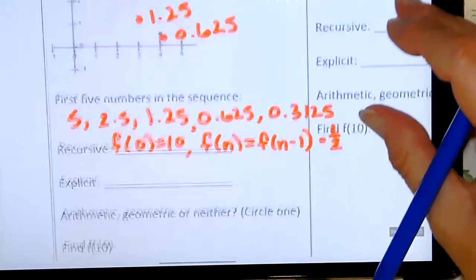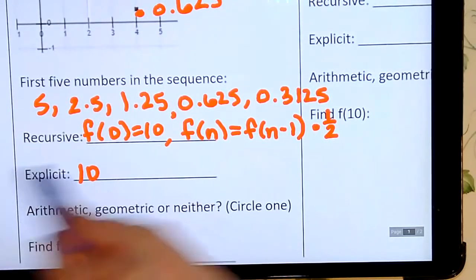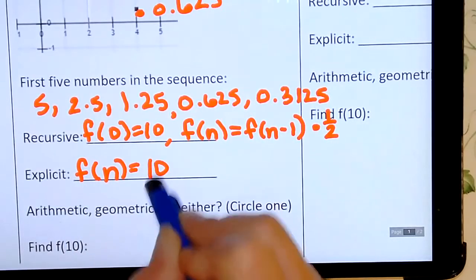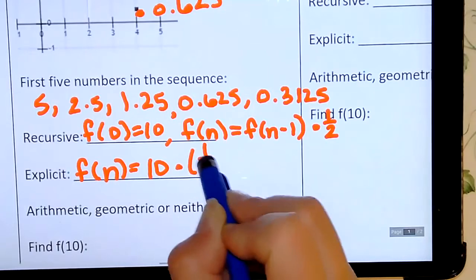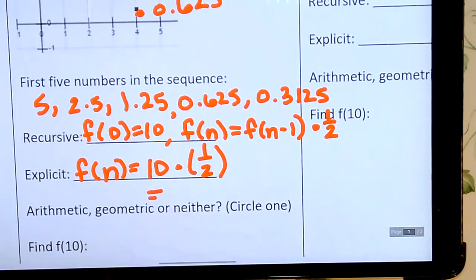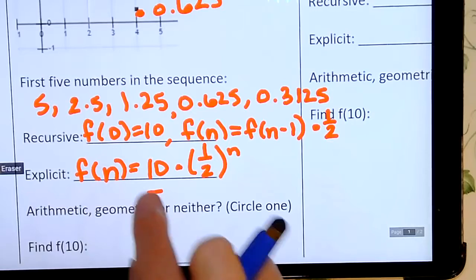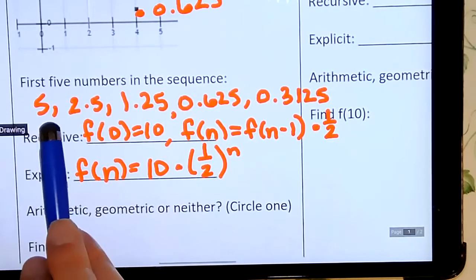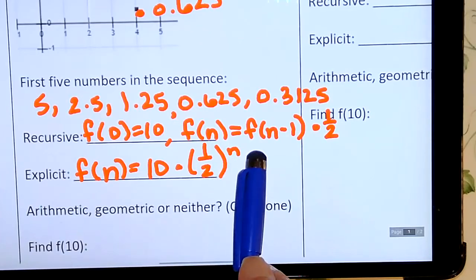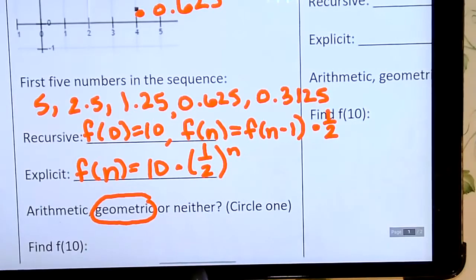Then explicit. Okay, again, I'm going to start with my 0, which was 10. Well, first let me start with f of n. So f of n is equal to 10, and I am timesing it by 1/2. Anytime I have a fraction or a negative, I usually like to put in parentheses. And since this is my 0, this is going to be to the power n. If I had started with the number 5 here, which is my first term, then I would have had 5 times 1/2 to the n minus 1 because it's my first term. Okay, this is geometric.